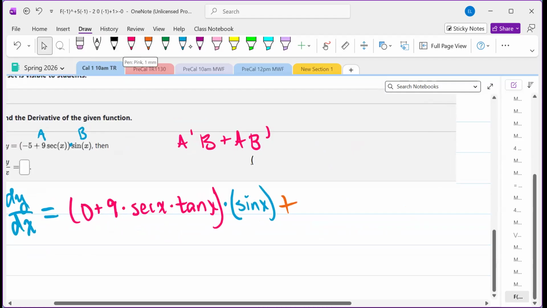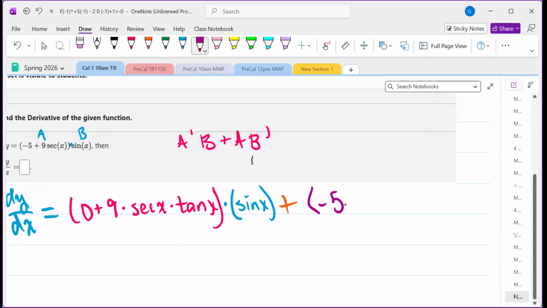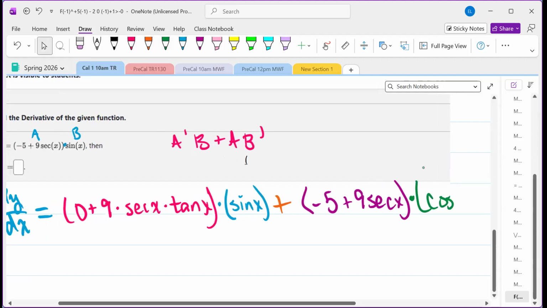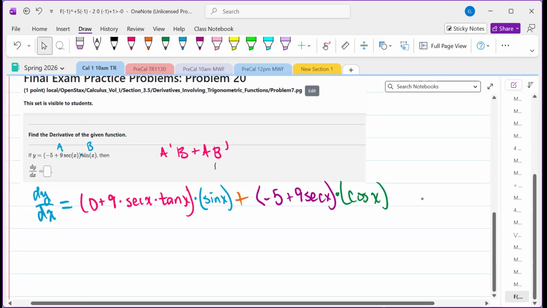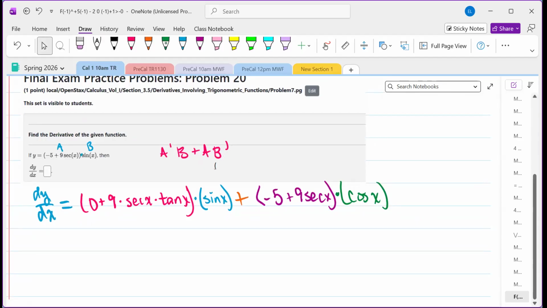All right, now I keep A the same. -5 plus 9 secant x times my derivative of sine x, which is cosine x. Done. Don't try to simplify it.